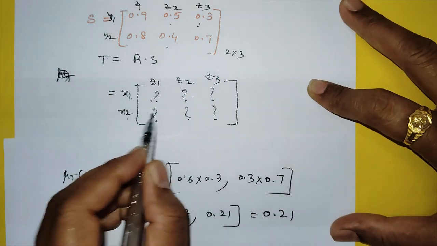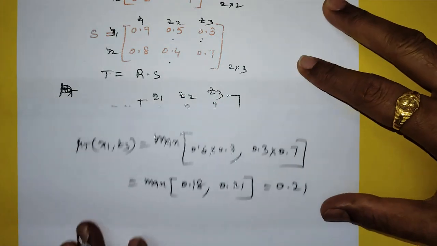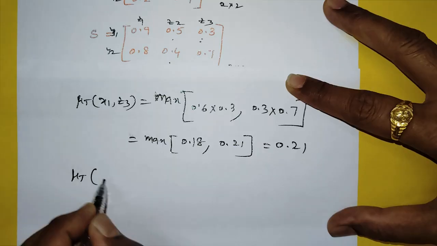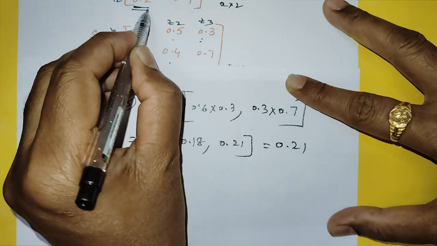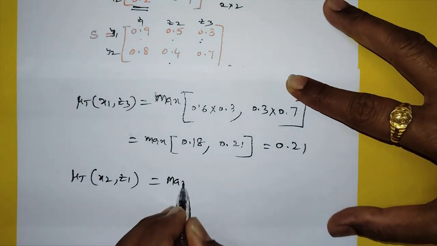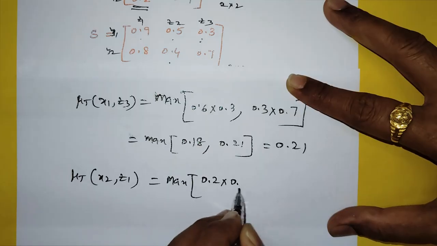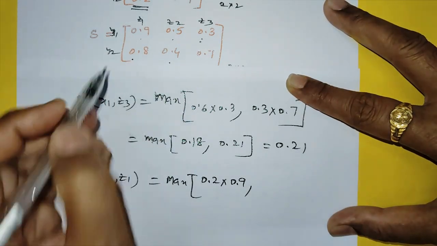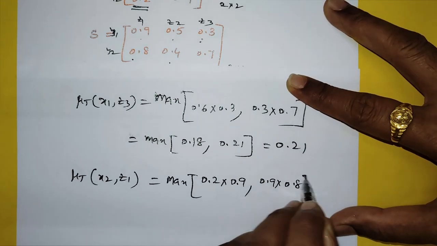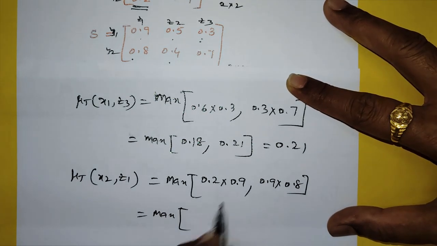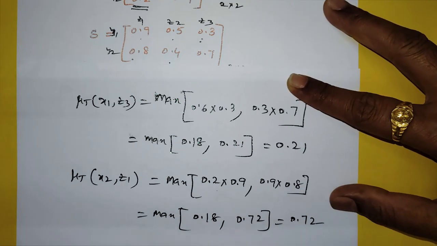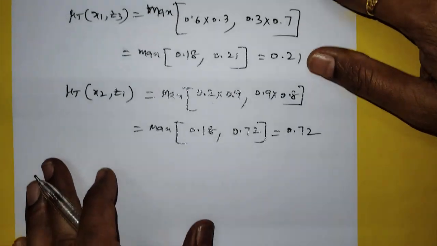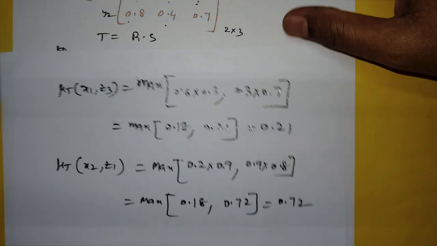What is required next? x2 z1 is required. How to get x2 z1? That is mu t of x2 z1. Now consider 0.2 into 0.9, the maximum of 0.2 into 0.9, comma, 0.9 into 0.8. 0.2 into 0.9 is 0.18. 0.9 into 0.8 is 0.72. What is the maximum? That is 0.72.